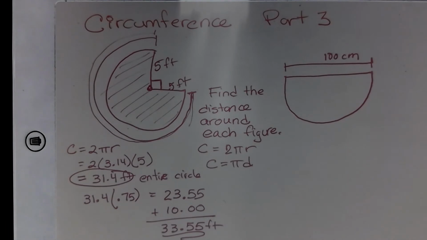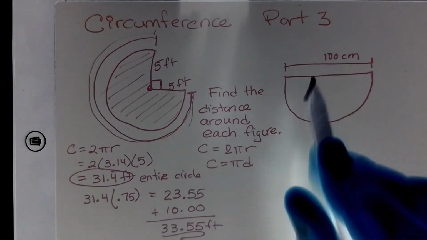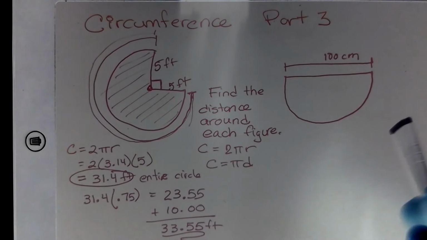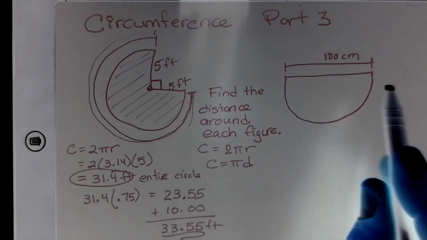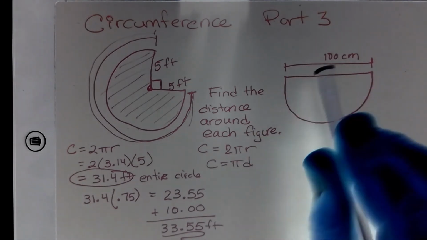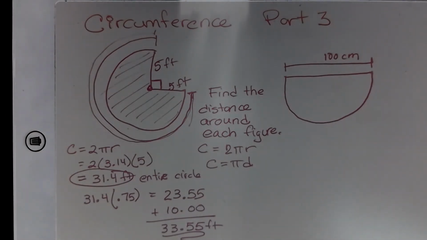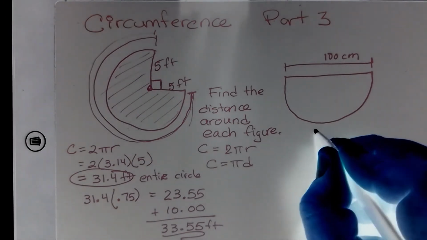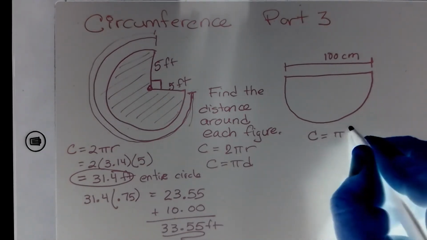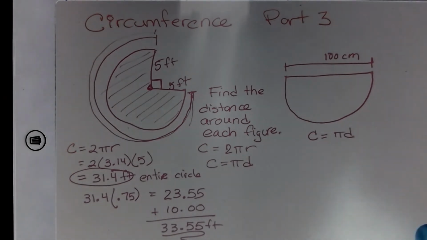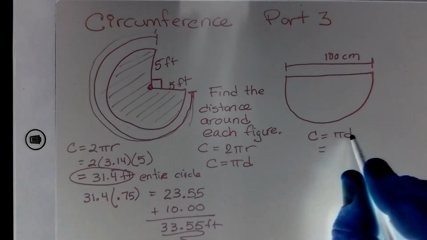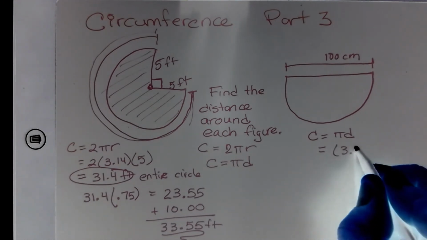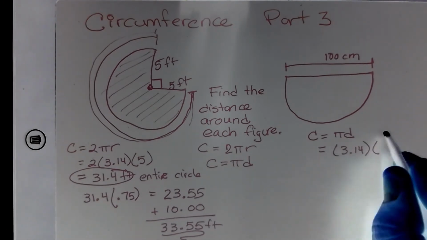Let's take a look at the second one then. On the second one, we're doing the same process again, but this time it gives you 100. So which formula should I use for the second one over here? C is equal to pi d. So we'll use C is equal to pi d. So when we have C is equal to pi d, we'll go ahead and multiply. Pi is what? Times what?